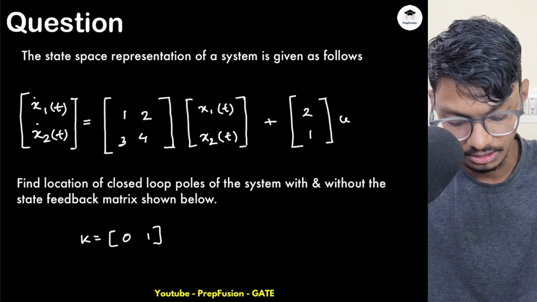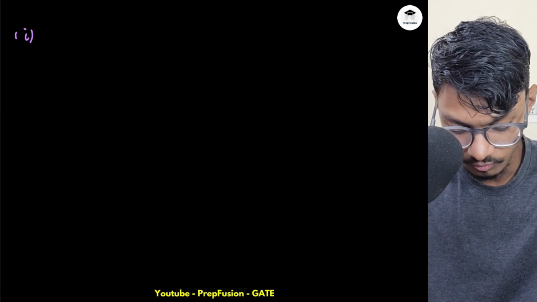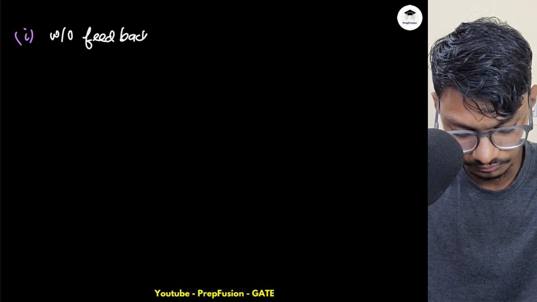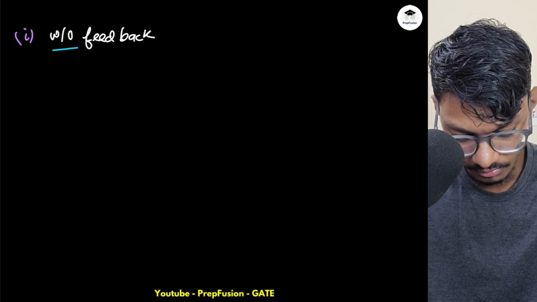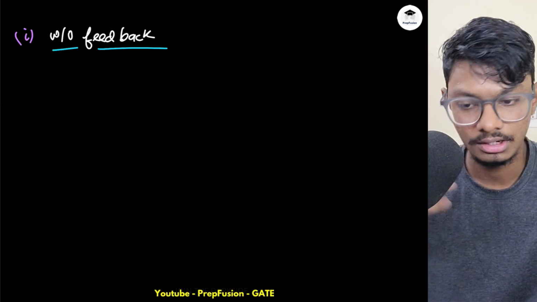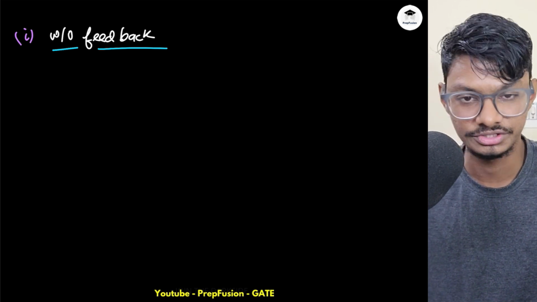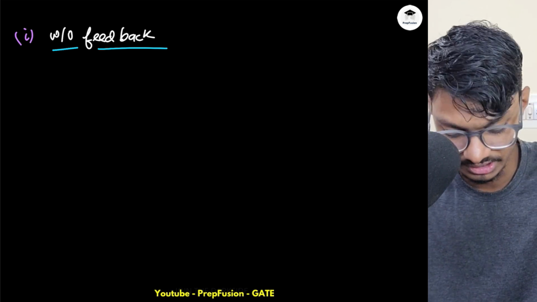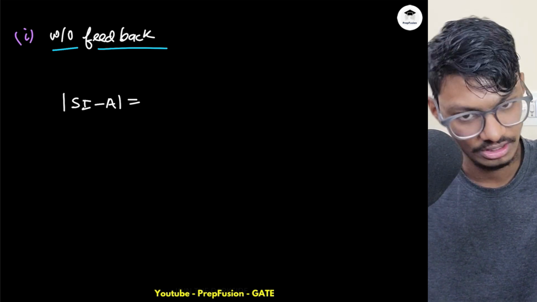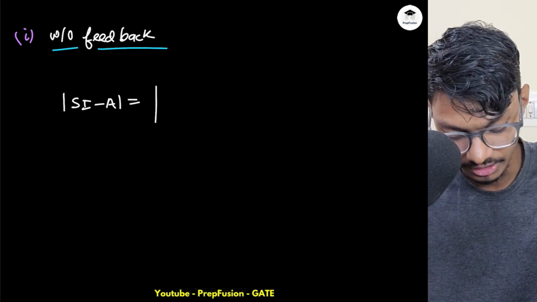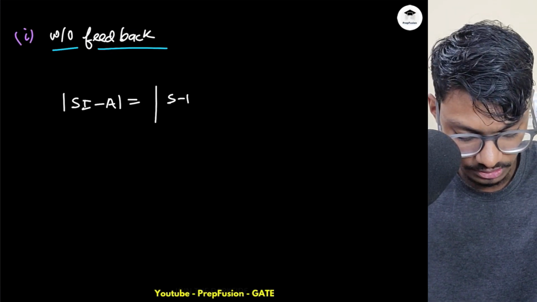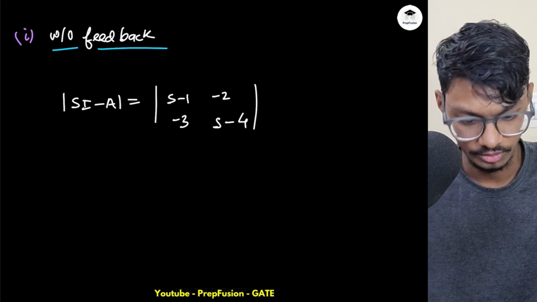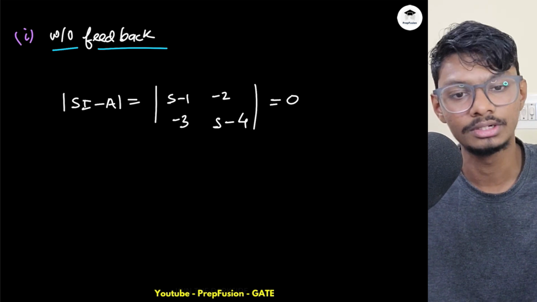Let's see. So here they have given me the system matrix, and I know that without feedback, the determinant of the characteristic equation of the system matrix will be my characteristic equation of the system, and from there I can find out the poles. Basically it is the determinant of sI minus A, if we remember correctly, all about state space equations. So in our case it is the determinant of [S minus 1, minus 2; minus 3, S minus 4]. Okay, and we have to equate it with 0, right? The determinant of sI minus A equals 0.